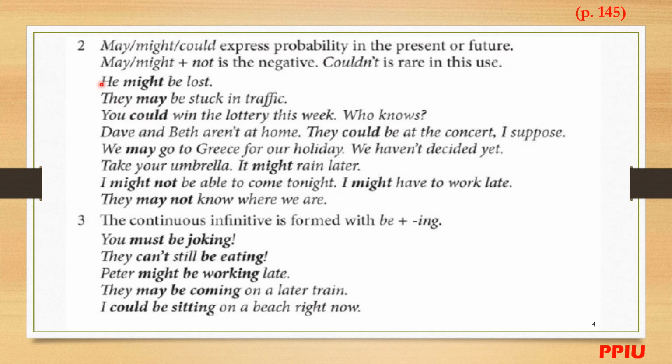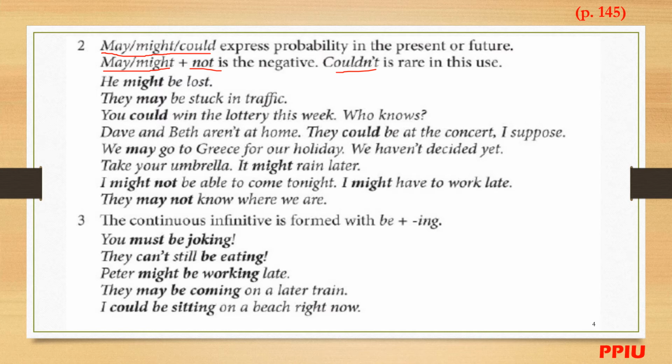Okay, just move to number 2 that we just use may, might, could. Okay, we should just use may, might, could to express probability in the present or the future. May or might plus not is the negative; couldn't is rare in this use. He might be lost. They may be stuck in traffic. You could win the lottery this week, who knows.